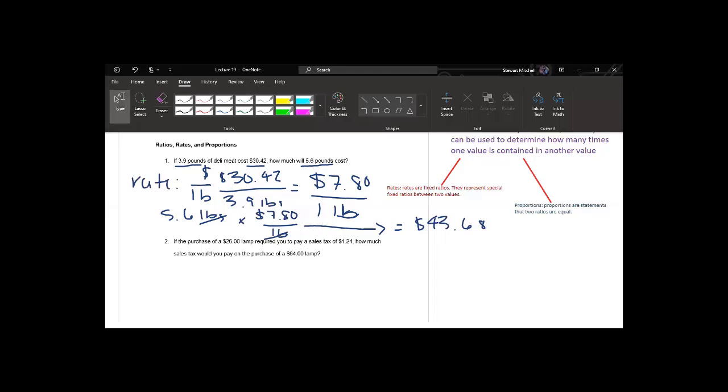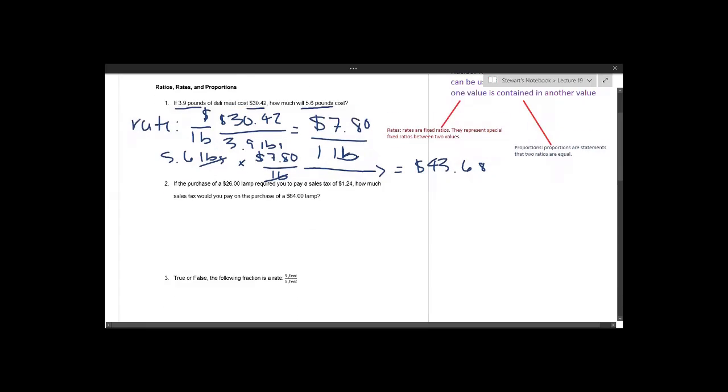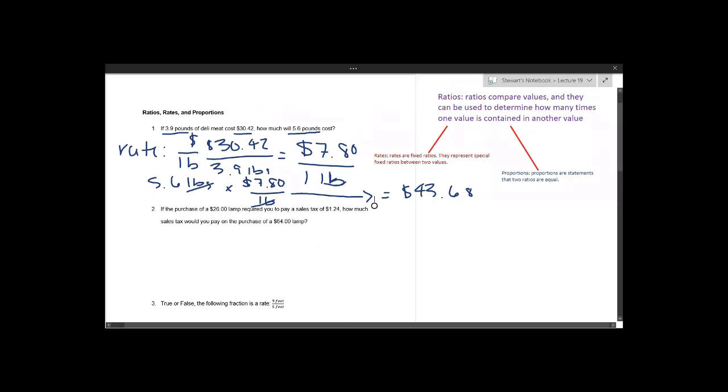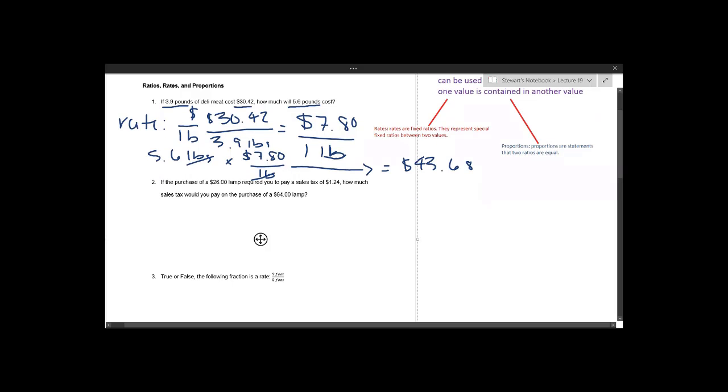And we used rates to figure that one out. And once again, that involves ratios too. Rates are just special ratios. They're fixed ratios, because we know now that this $7.80 per pound is fixed. So for that particular type of deli meat, that's a fixed amount. It's $7.80 per pound. So however much weight of deli meat you want to buy, you can figure out how much it would cost with that rate, because it applies to all that deli meat.